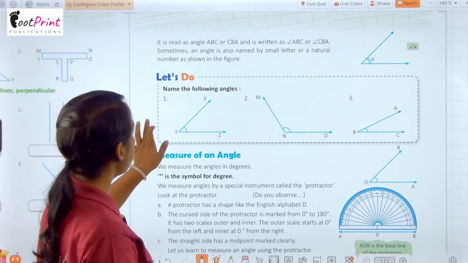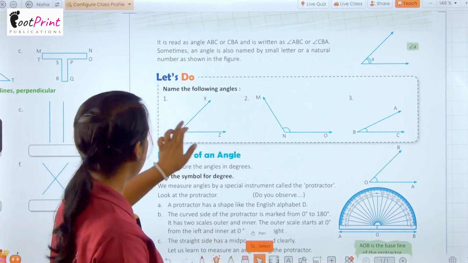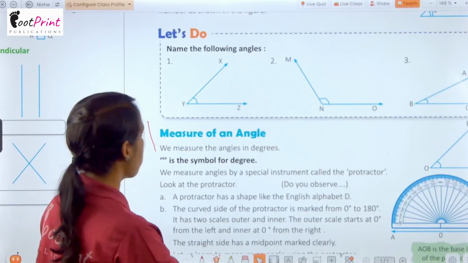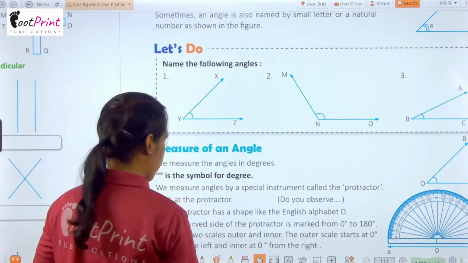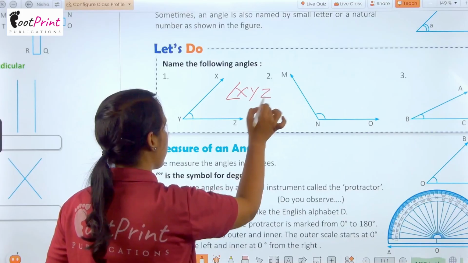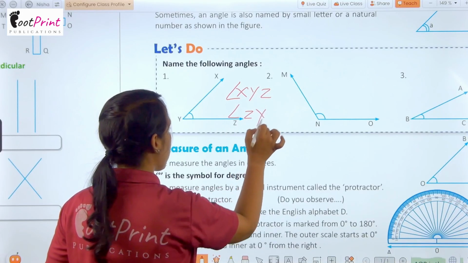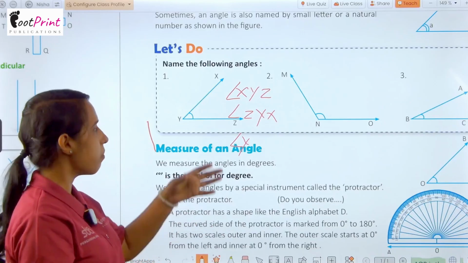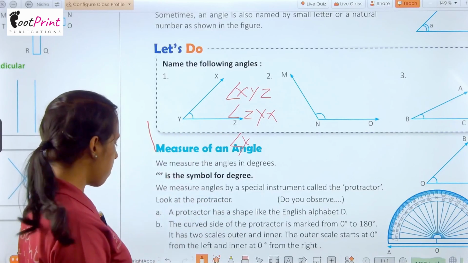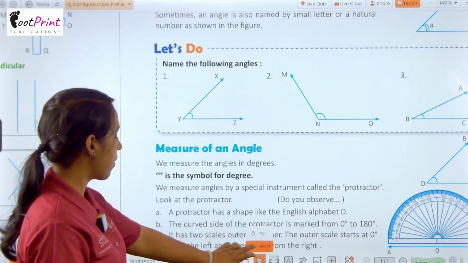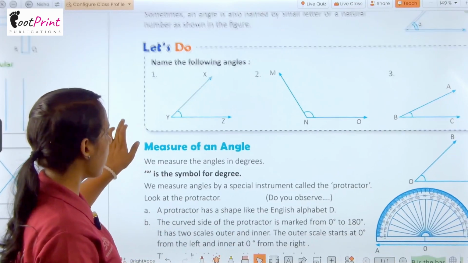In this we have to name the angles. Okay. So I can name this angle XYZ. Okay. Angle XYZ, angle ZYX or angle Y. So we can name them in 3 ways. Okay. Now we have the next topic, that is measure of an angle.